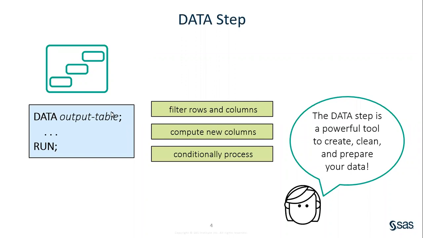So within this data step, we'll see how one can filter rows and columns. We'll see how one can create new columns. New column is a computed new column. And we'll see how one can conditionally process your data.